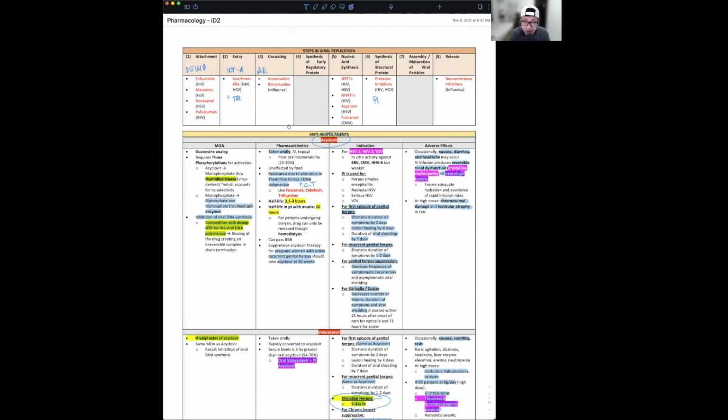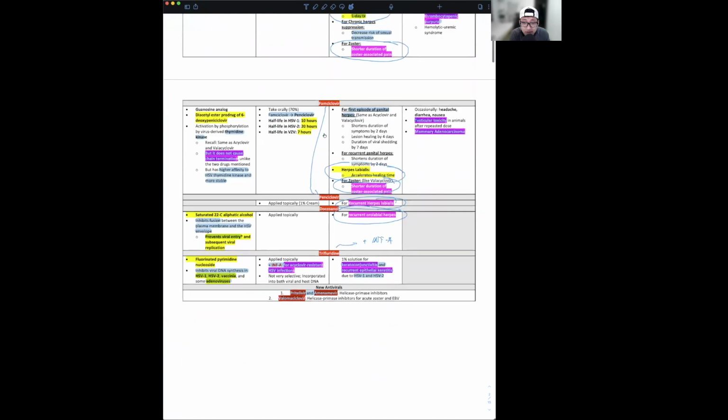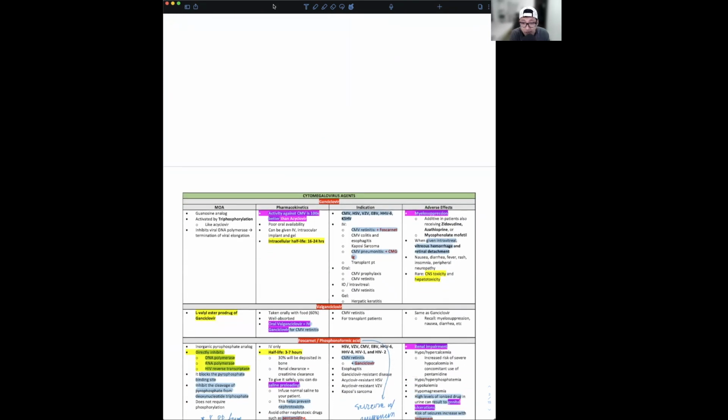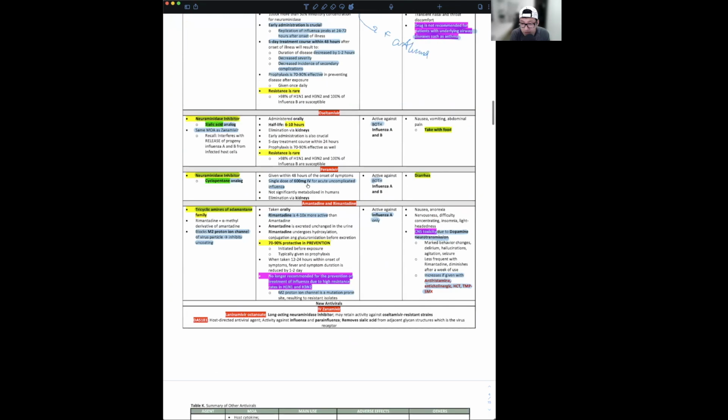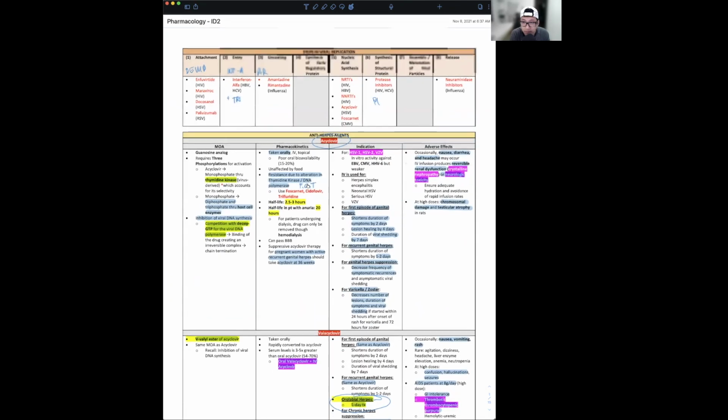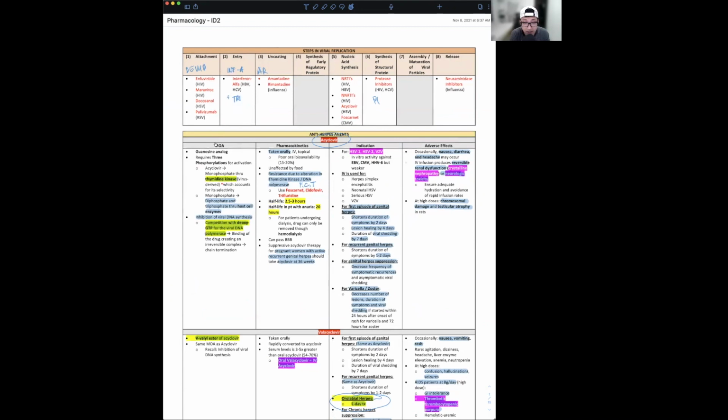So for example, here we have anti-herpes agents. We got cytomegalovirus agents, and then we got anti-influenza. Because drugs are usually described with the same features, specifically mechanism of action, pharmacokinetics, indications, and adverse effects, you can use those specific information based on what the goals or the objectives of the lecture are, and you base the tables around that.